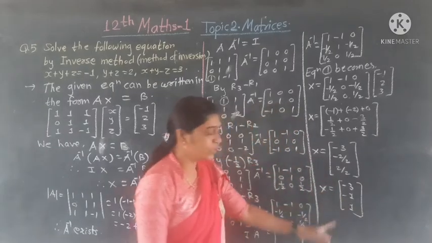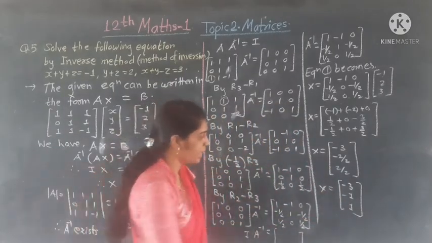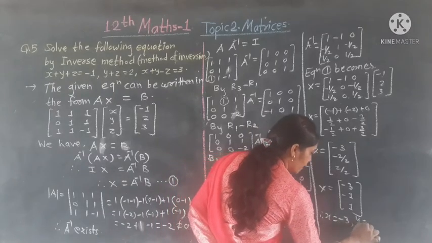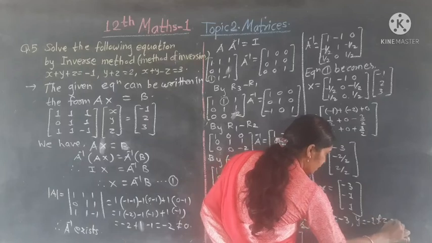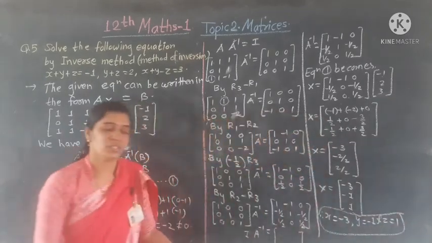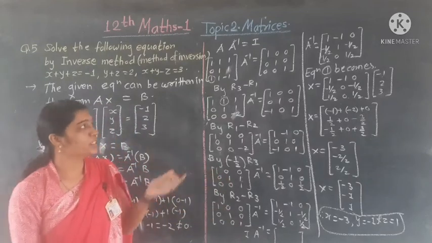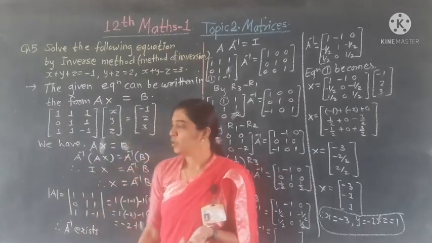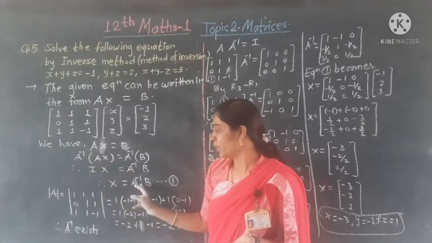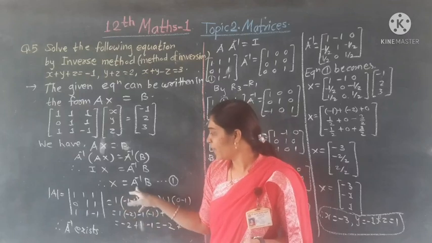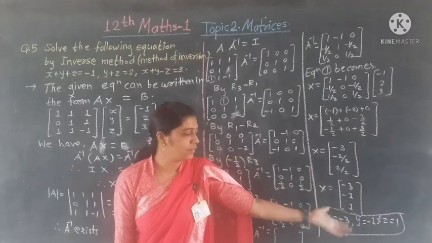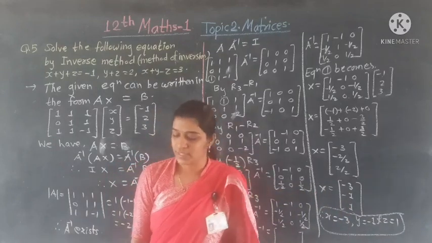Hence we get the values of X, Y, Z as, therefore x is equal to -3, y is equal to -1 and z is equal to 1. These are the required values. Okay, so this is called the method of inversion. For this you multiply by A inverse, you get x is equal to A inverse into b, and find A inverse in your regular method, and you can find the value of x, y, z.